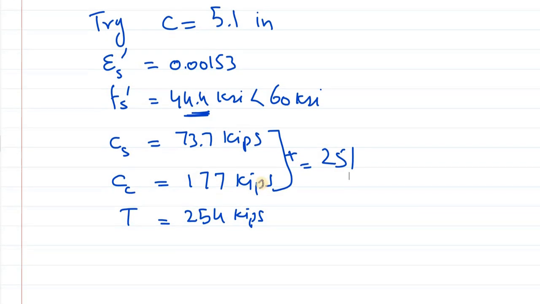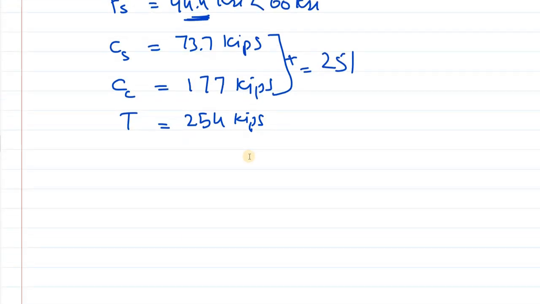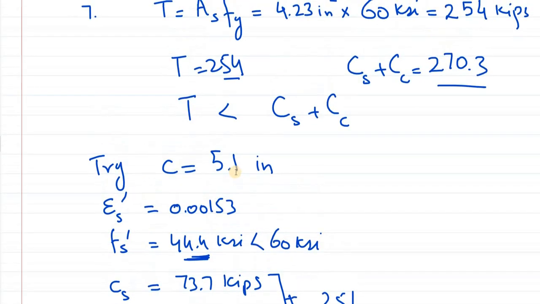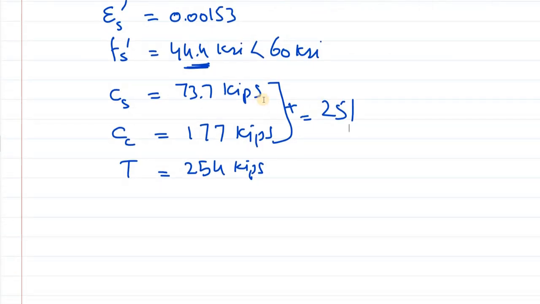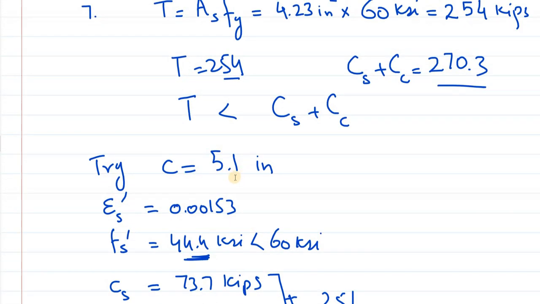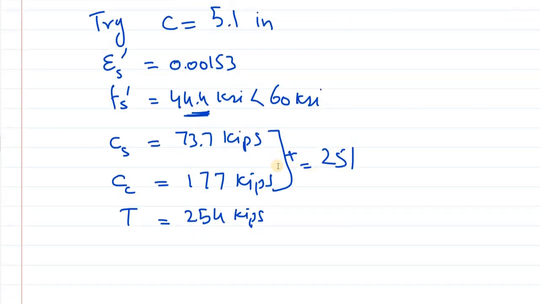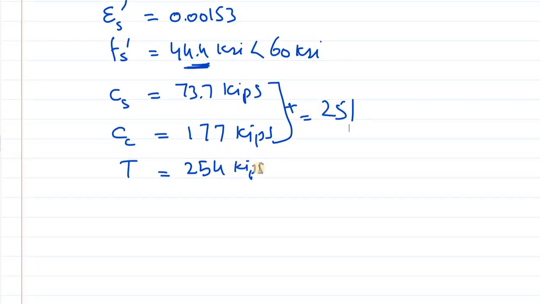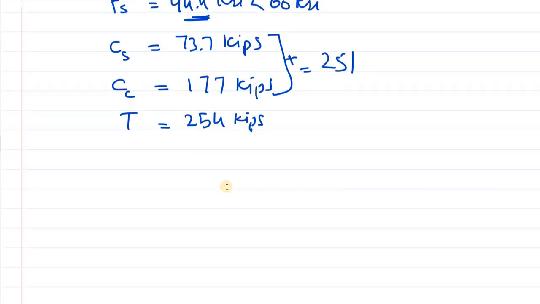If you are using Excel sheet, you can try another value for C, slightly greater than 5.1. Maybe you can try 5.15 or so. I'm not sure about the actual value, but this is still manually calculating. This is still a good result. 251 and 254 approximately equal. So we can stop the iterations here, and now we can just go ahead. What are the next steps that we need to consider?